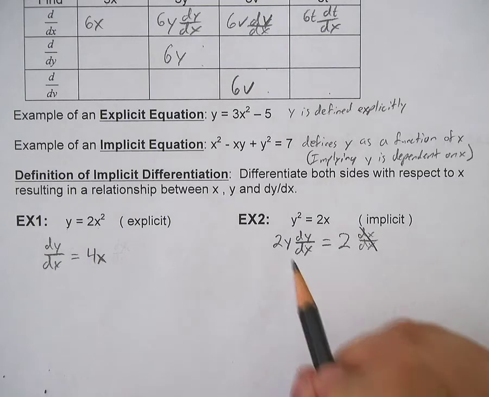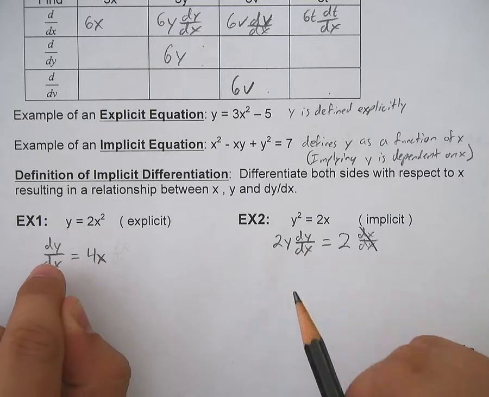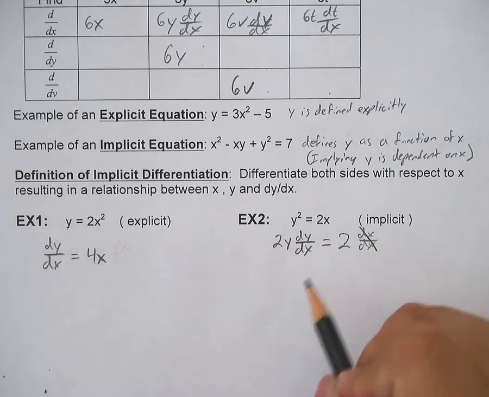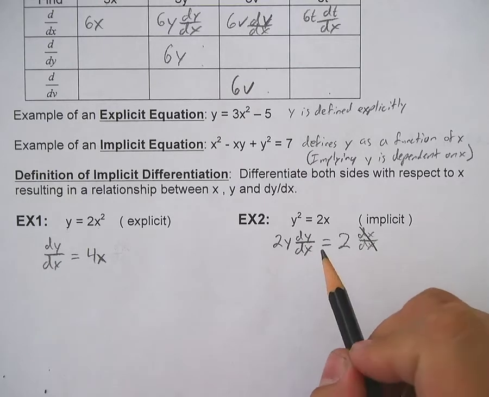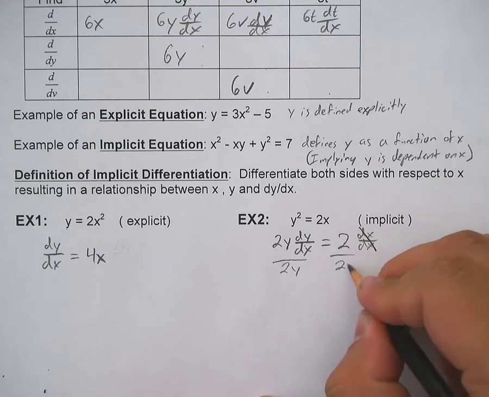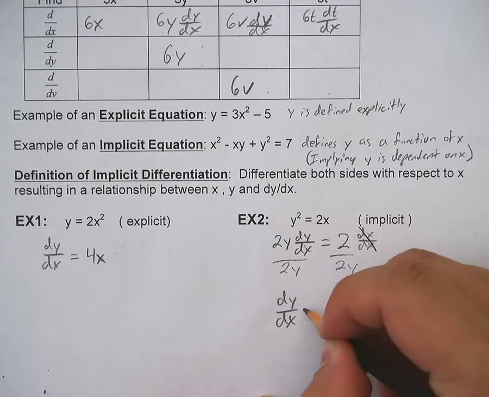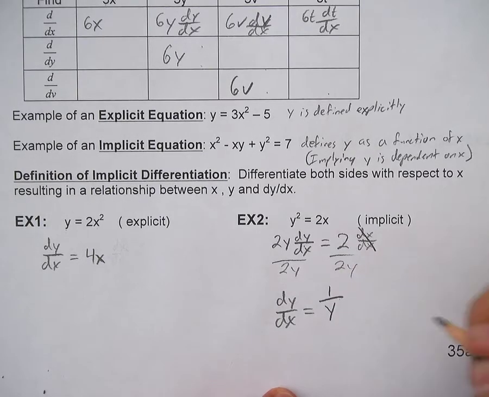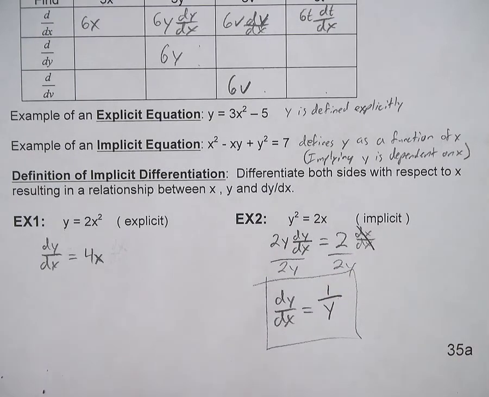Now the difference between this equation and this equation is that dy dx is the derivative. But over here we've got a dy dx, but I've got this 2y in front of it. And I need to get dy dx on its own because I'm trying to find the derivative. And the derivative is dy dx. So it's simple enough. What I'm going to do is divide by 2y. So dy dx is going to be, your 2's will cancel, and it's going to be 1 over y. That is the derivative with respect to x.